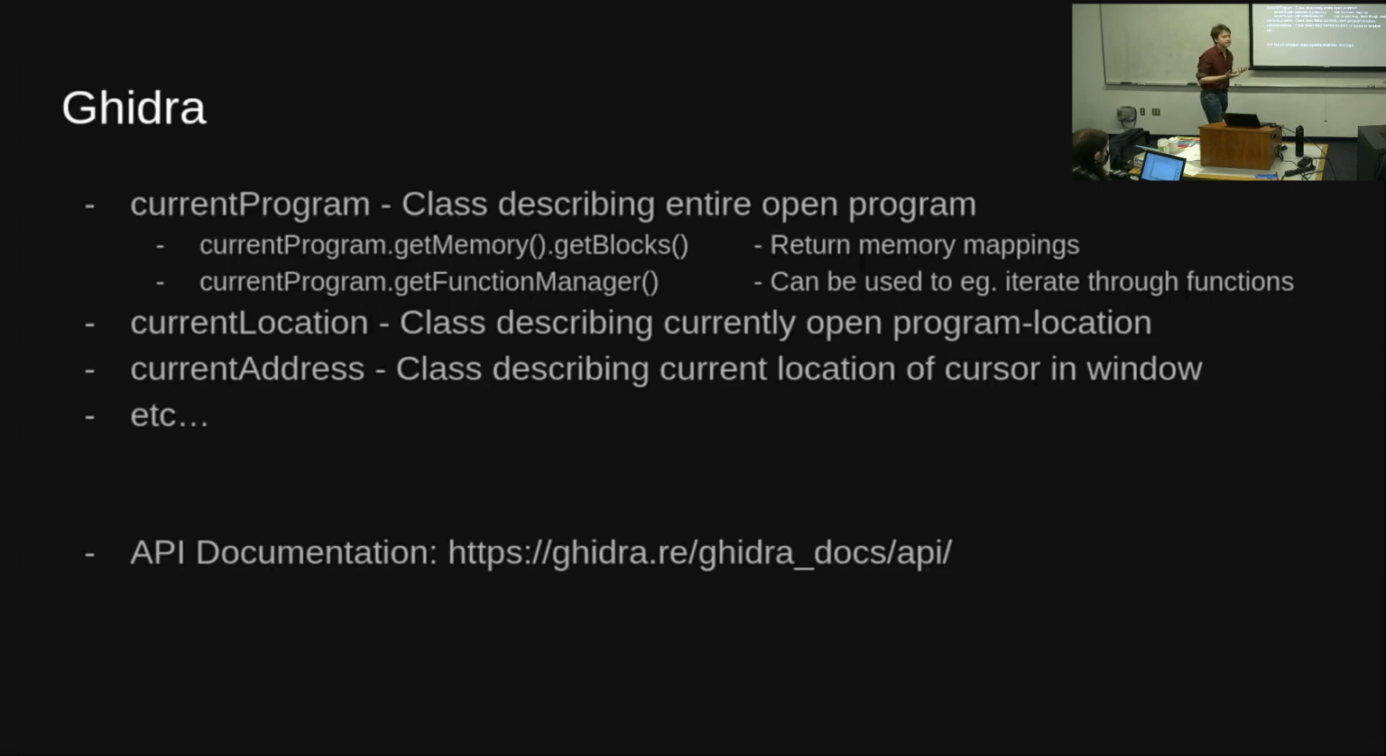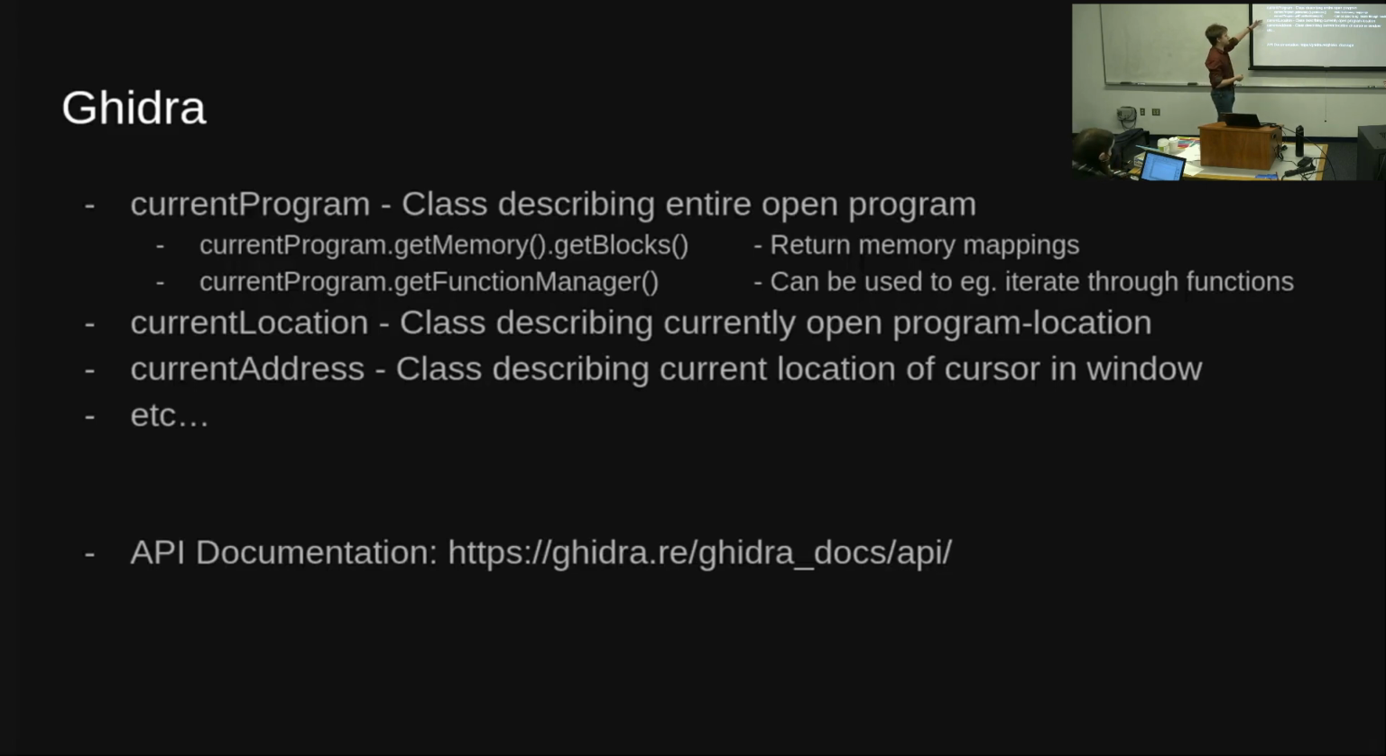Ghidra is a Java-based tool, so everything is based on classes and methods on them. There are a couple of very relevant classes you need to know about. Kind of like the current program, which describes the program that is currently open. On that you can invoke functions like currentProgram.getMemory().getBlocks(), and using that you can, for example, get all the memory mappings that are listed in the process. You can use the function manager to get all the functions that the process you're analyzing has, and so on.